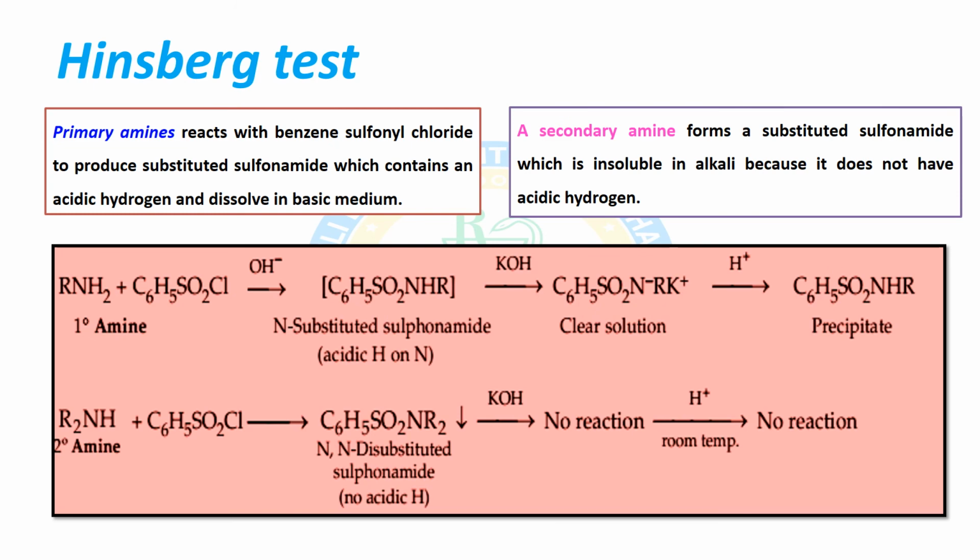See here, a primary amine reacts with benzene sulfonyl chloride to produce a substituted sulfonamide, which contains an acidic hydrogen, and it dissolves in the basic medium as shown here. When you again treat it with an acidic solution, it precipitates out. When we talk about the secondary amine, it forms a substituted sulfonamide which is insoluble in the alkali because it does not have any acidic hydrogen, and when you carry out the reaction in the acidic environment again, there would be no reaction. The precipitate would remain as such in the test tube.